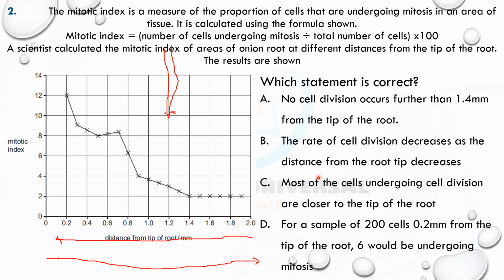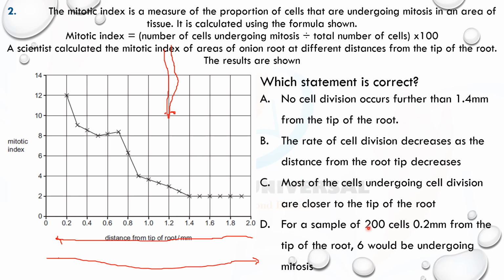So B is wrong. C says most of the cells undergoing cell division are close to the tip of the root. Yes, this makes sense. Most of them are close to the tip of the root. These are within 2 millimeters of the root tip, which is here. You see that they are the ones undergoing cell division, right? So C looks correct. What do you think?